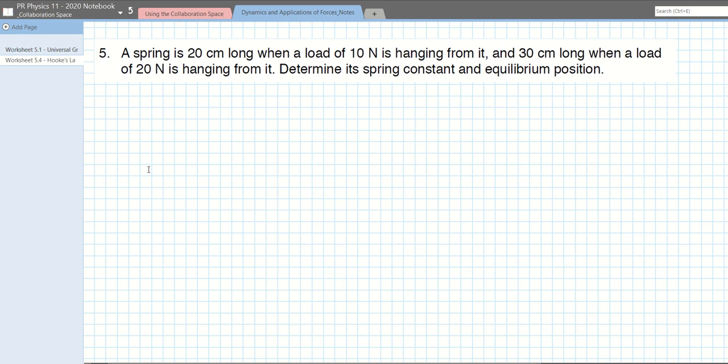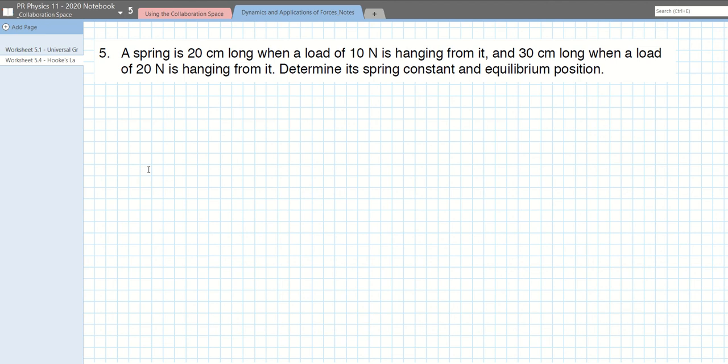So in this video I'm gonna go over some of the questions that people ask me from the spring worksheet, so Hooke's Law worksheet 5.4. Now my solution isn't gonna differ much from the solution that's already attached, but perhaps it will help you understand the question a little better.